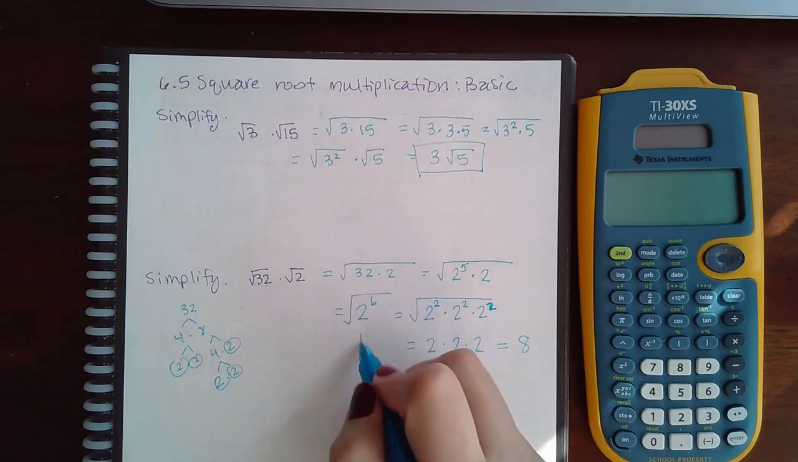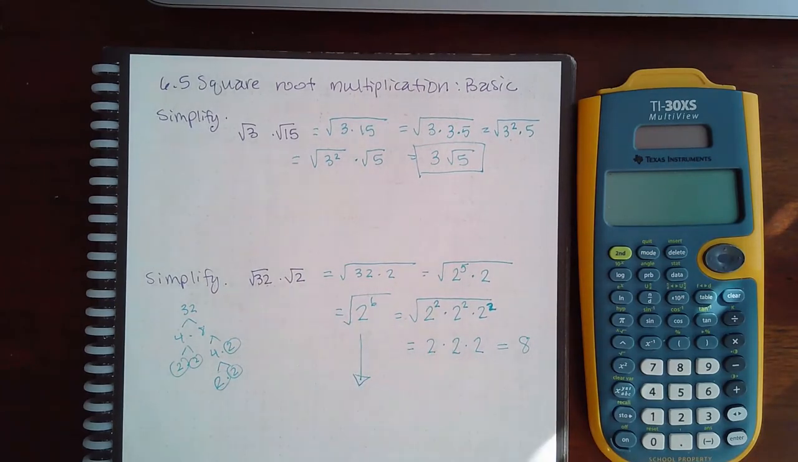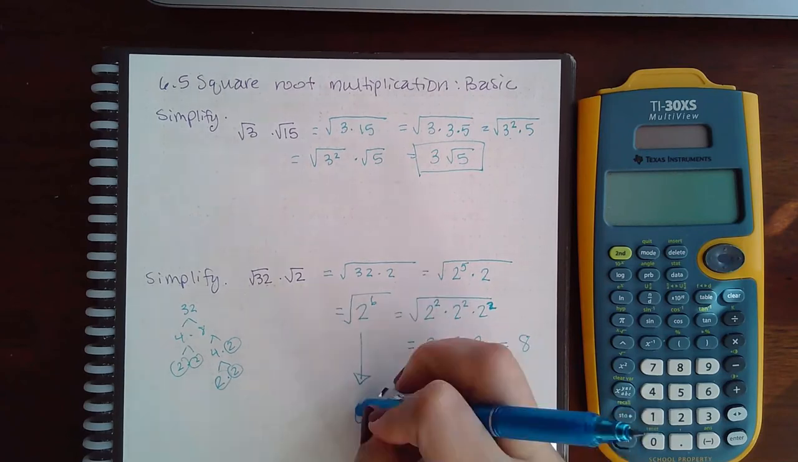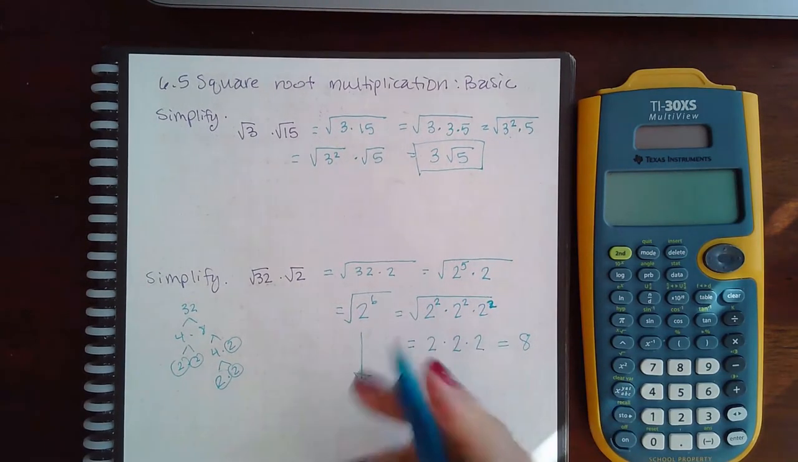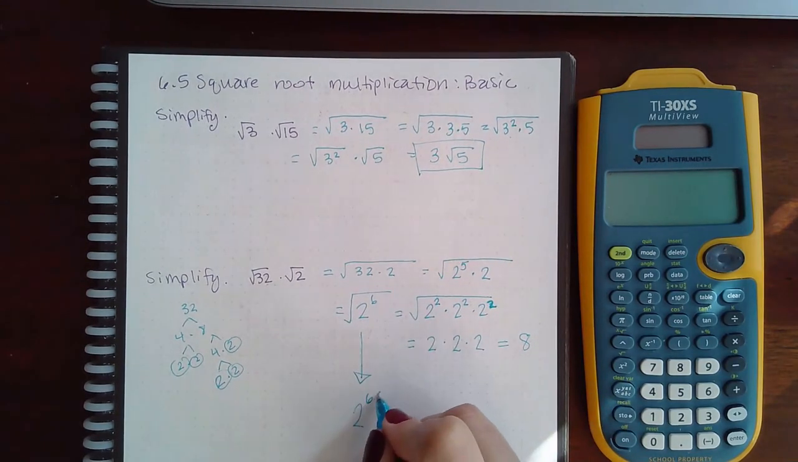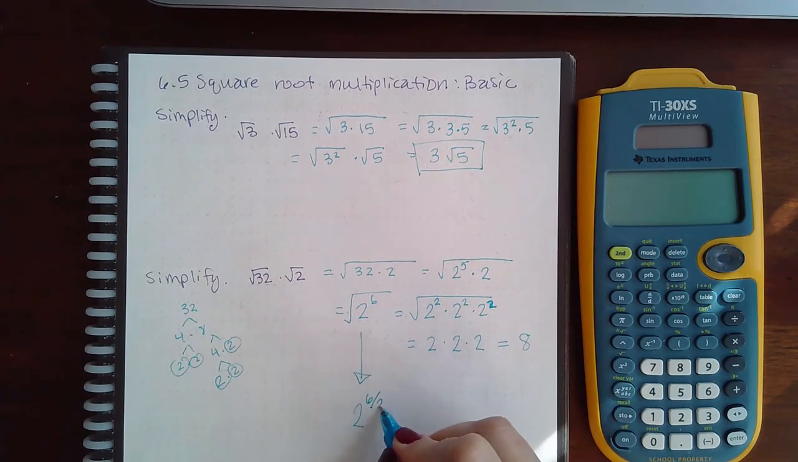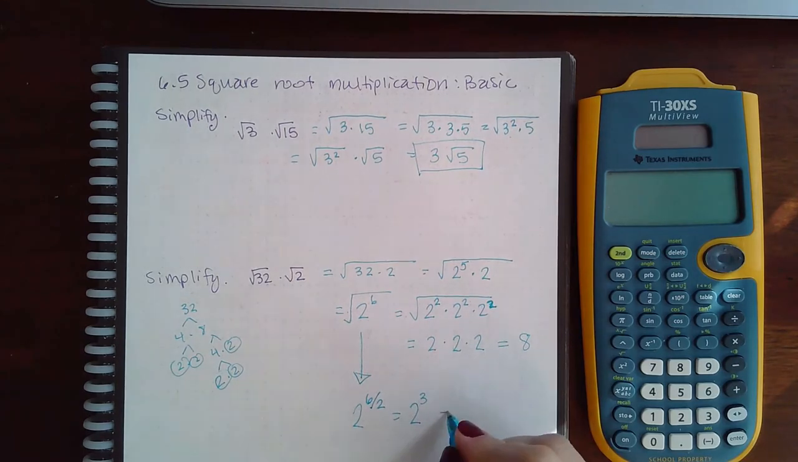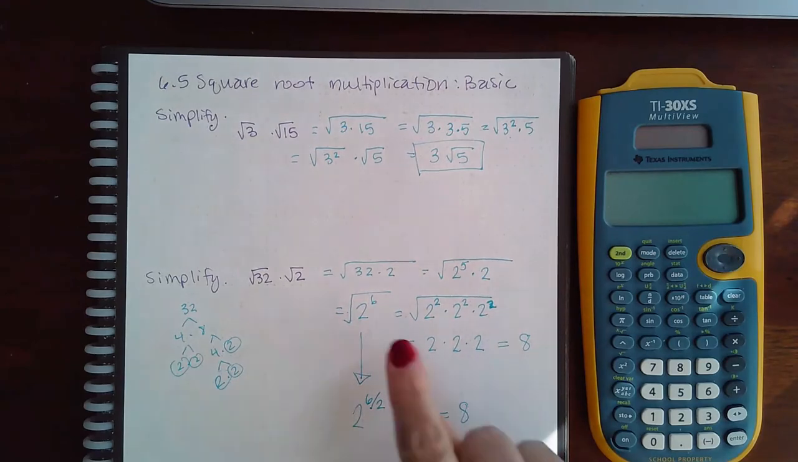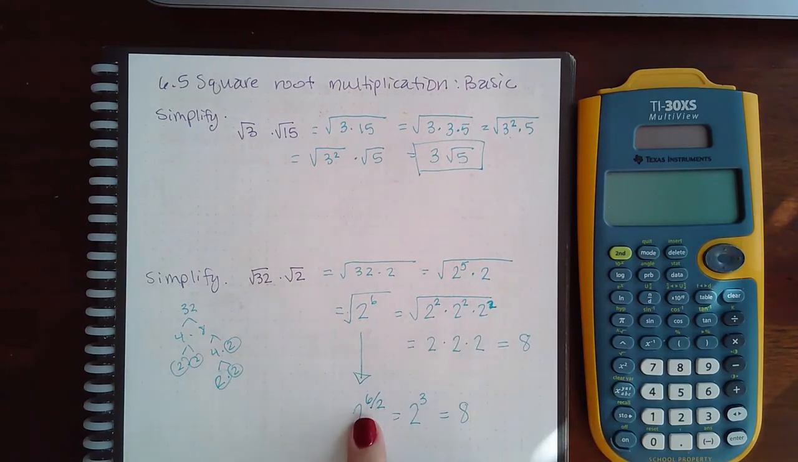You could have also done the exponent form and simplified, right? Like we did with the variables. So you can write this as 2 to the power 6 over the kind of root you're doing, which is a square root. And then if you simplify that, you get 2 to the 3rd power even, and 2 to the 3rd power is also 8. So whether you're doing this or you're doing this, it's still the same.